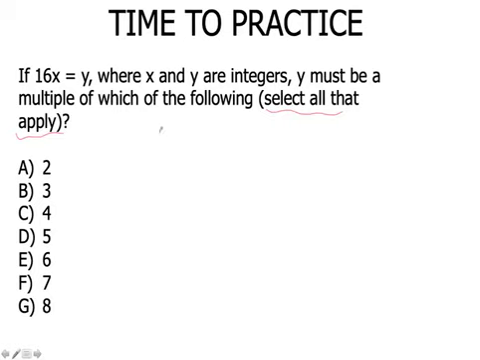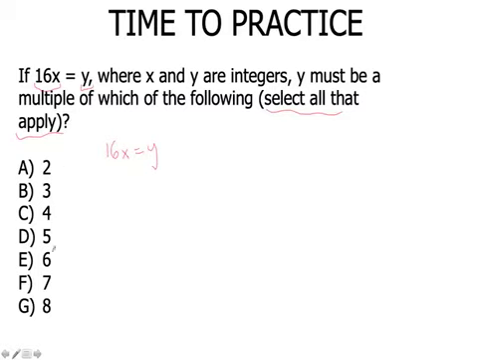All right, so let's start out with this premise. If 16x equals y, then I can say that y is a multiple of 16. That's basically the definition of what multiples are. 16 times something equals y. So y is a multiple of 16.